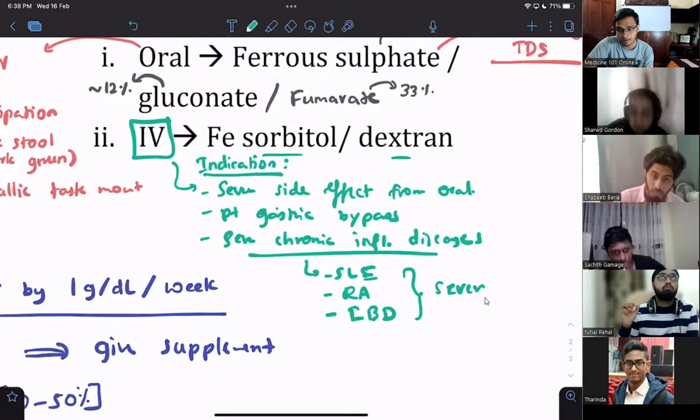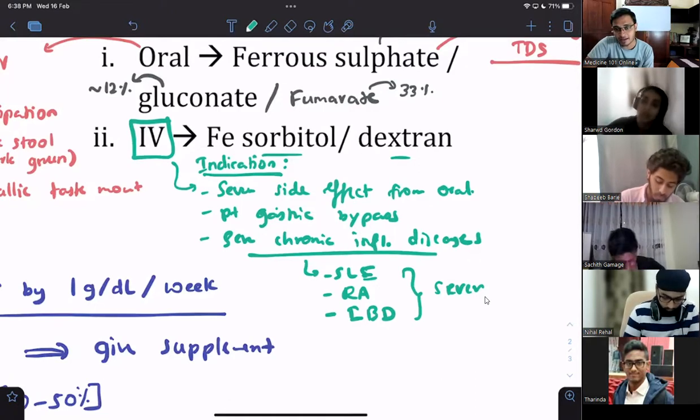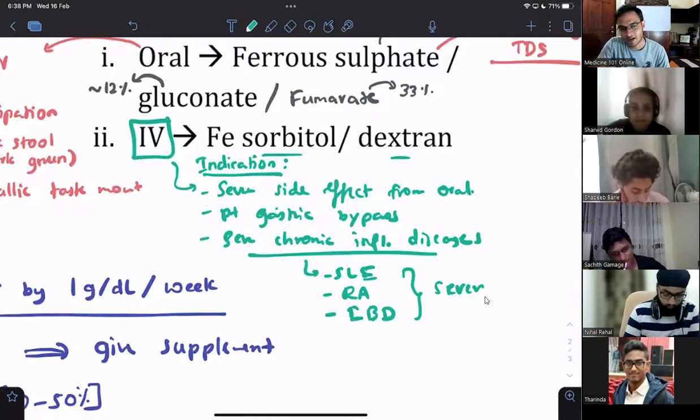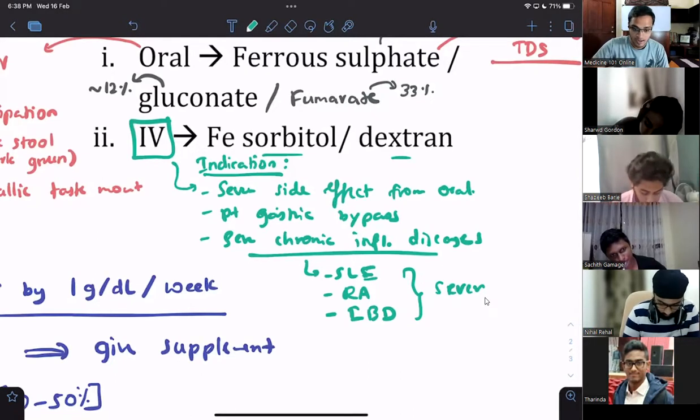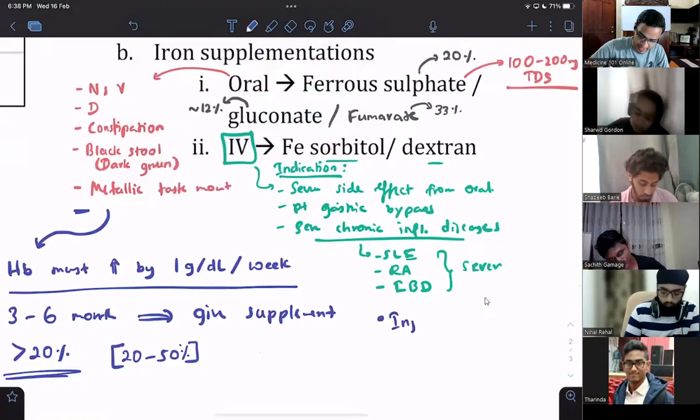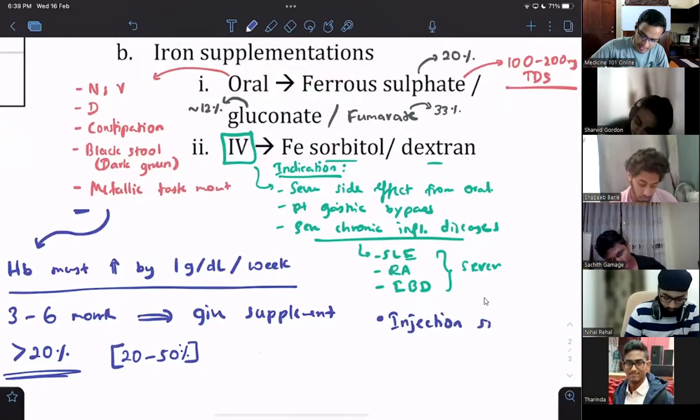What is happening when inflammation is there? Hepcidin is high. When hepcidin is high, what is happening? It inhibits the transporter, so iron absorption drops. Right, excellent. This one, guys, IV is not preferred. Why? The injection site can have severe pain, guys. Injection site pain is very high.